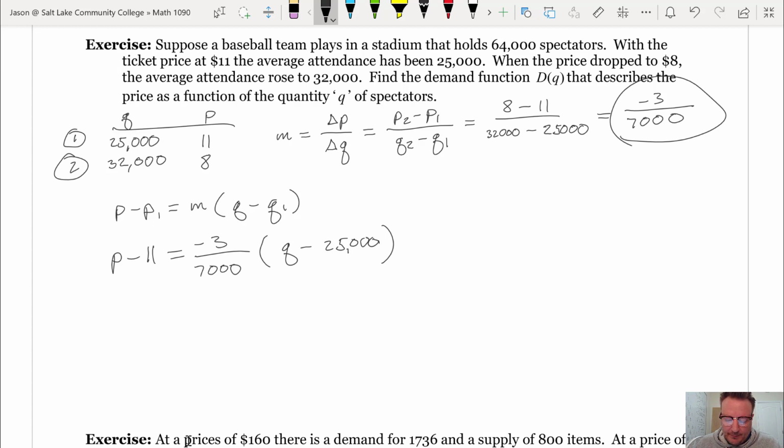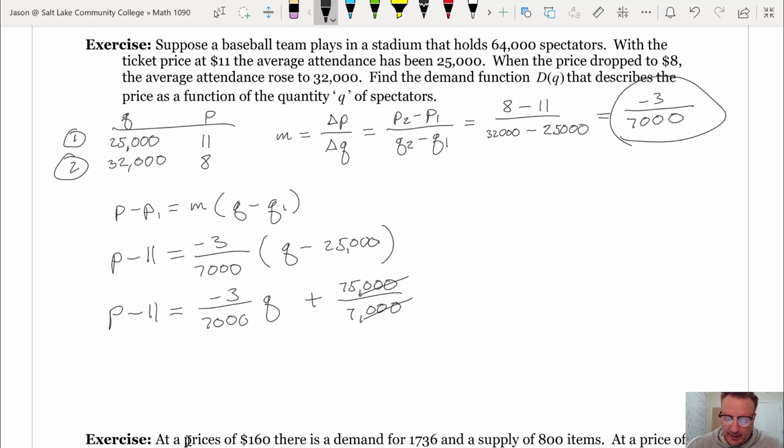Now we need to simplify. First thing I'm going to do is distribute that slope to both terms in parentheses on the right hand side. And we end up with P minus 11 is equal to negative 3 over 7,000 times Q, plus 3 times 25,000 is 75,000, and it's positive 75,000 over 7,000. I can cancel out those zeros with those zeros, and I'm left with just 75 over 7.